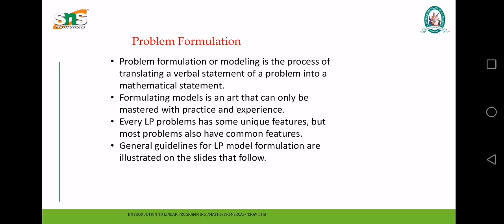Guidelines for model formulation. The steps are: understand the problem thoroughly, describe the objective, describe each constraint, define the decision variables, write the objective in terms of the decision variables, write the constraints in terms of decision variables.